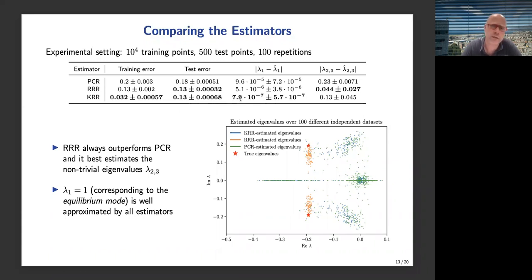In particular, discarding the first eigenvalue, which is equal to one because it corresponds to the equilibrium mode, the second and the third eigenvalues are coupled, okay? They are paired, complex conjugates of each other. Then the reduced rank estimator does a much better job in estimating these. Here you can see 100 repetitions of the experiment, where the red stars are lambda 2 and lambda 3, and in orange the eigenvalues estimated by the reduced rank estimator, and they tend to be much closer than with principal component regression and kernel ridge regression.